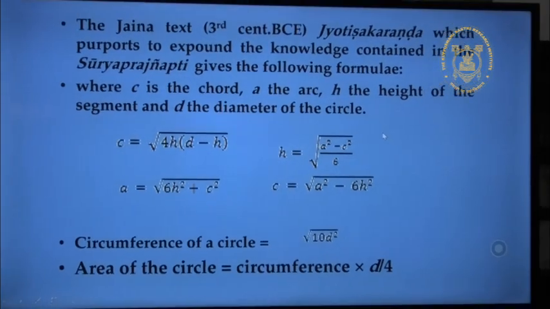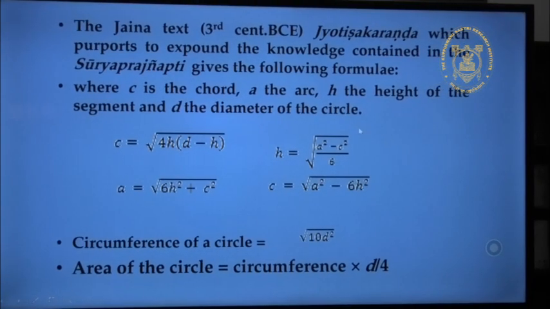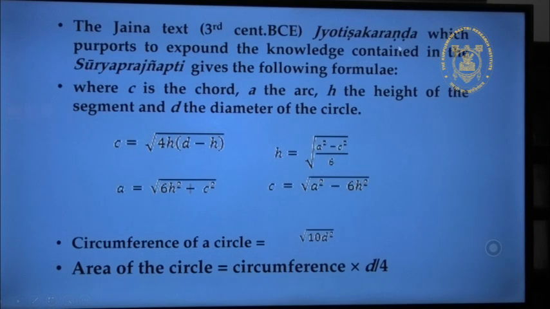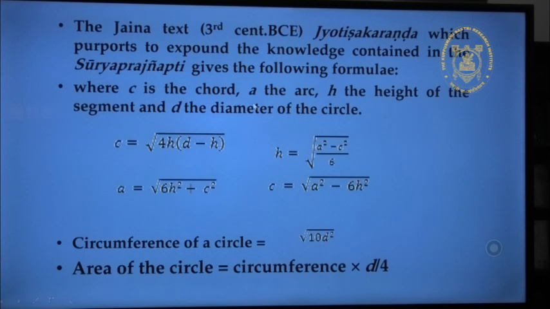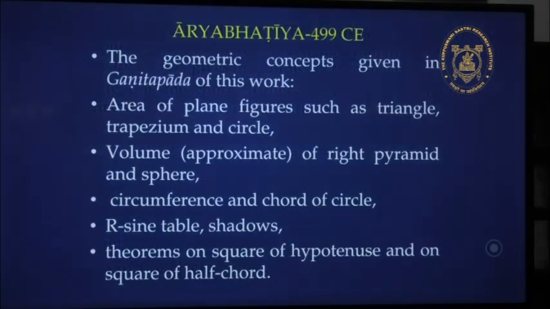And after this comes a Jaina text, 3rd century BCE, Jyotisha Karanda, Surya Prajnapti, etc. They give a lot of mathematical results. For example, I give only a result on circles. Here C is the circumference, A the arc, H the height of the segment, and B the diameter. So these results are given: the circumference, the height of the segment, the arc, and the segments. Some approximate formulas are here.